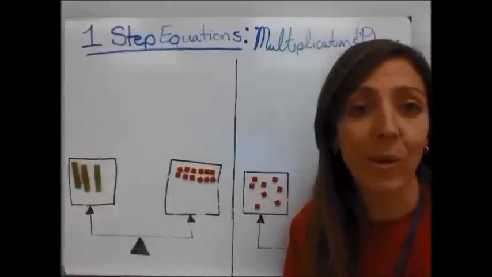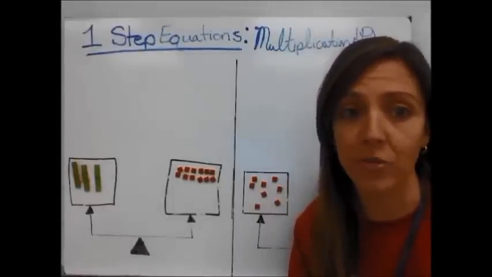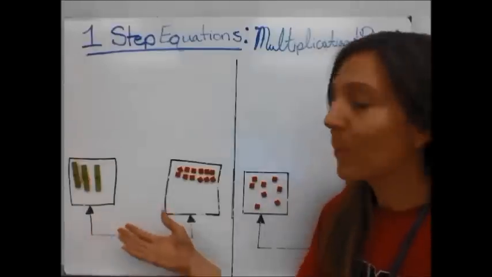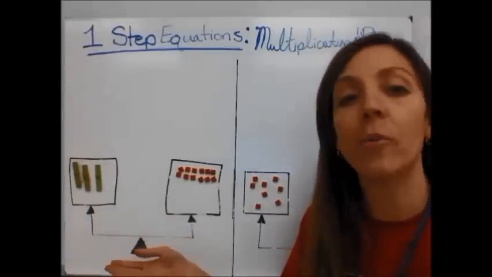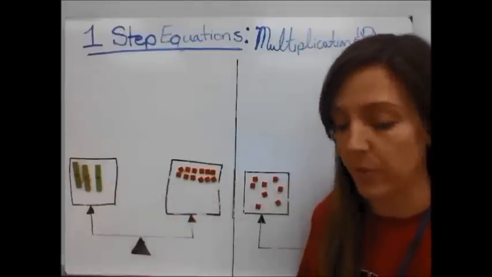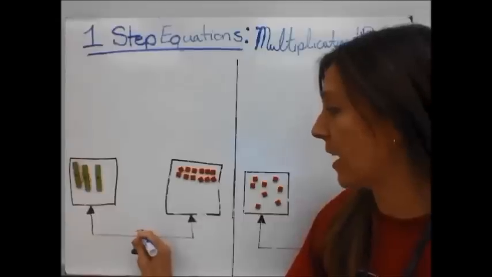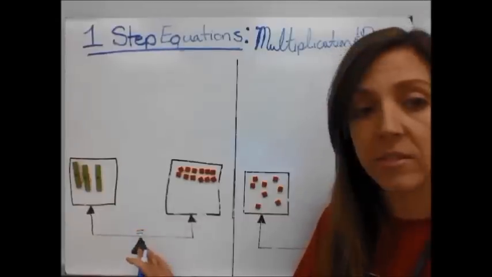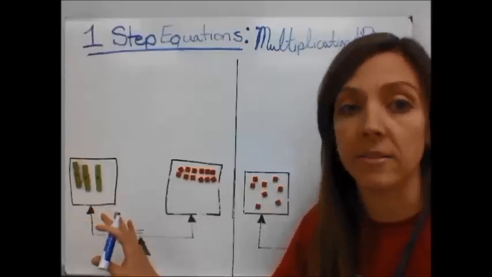Hello, we're going to take a look at one-step equations that can be solved using multiplication and division. Here we have a balance, a scale, a seesaw, whatever way you want to look at it, and this side is equivalent to this side. They're equal. The fulcrum's in the middle, and remember that the fulcrum represents the equal sign. So this is our fulcrum, which is our equal sign, saying that this side and this side are balanced.